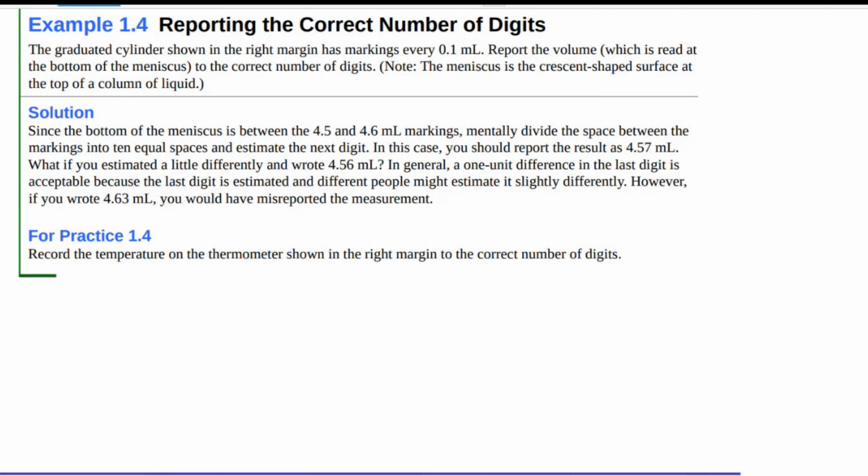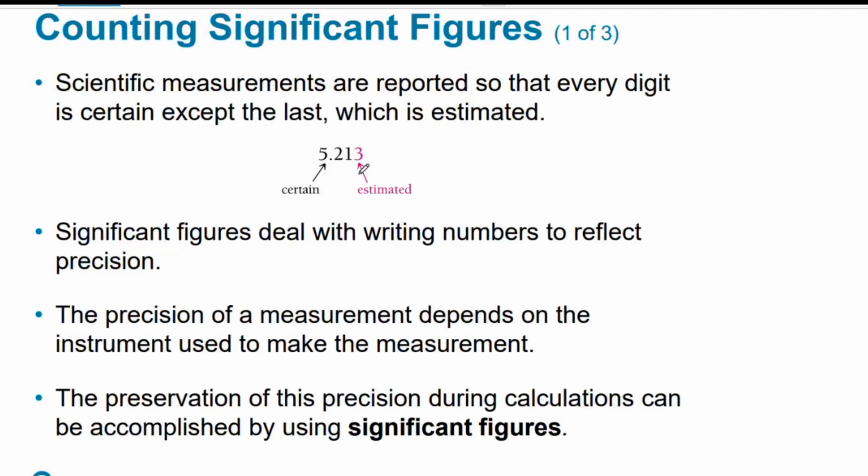All right, so next we're going to talk about significant figures. And you've probably discussed this if you've had science classes before, but we're going to review it again. Scientific measurements are reported so that every digit is certain except the last digit, which is estimated.